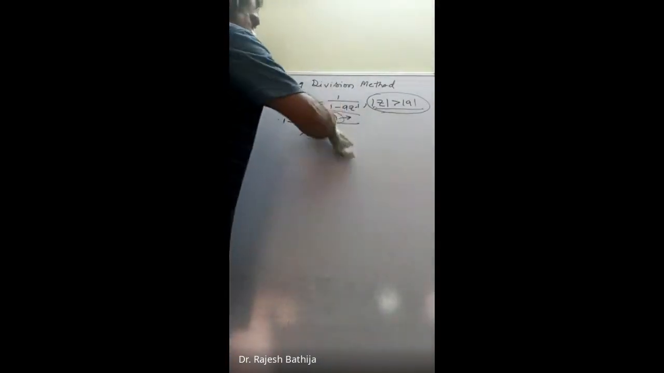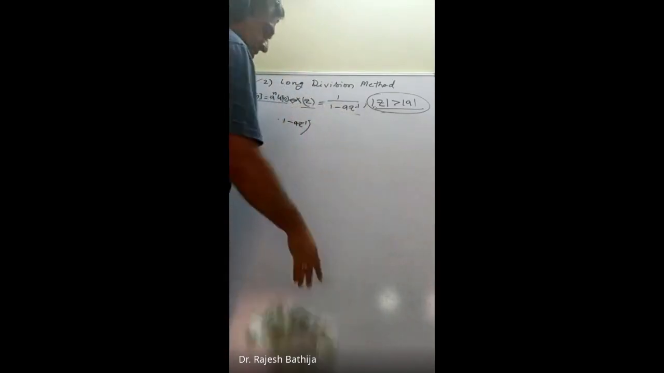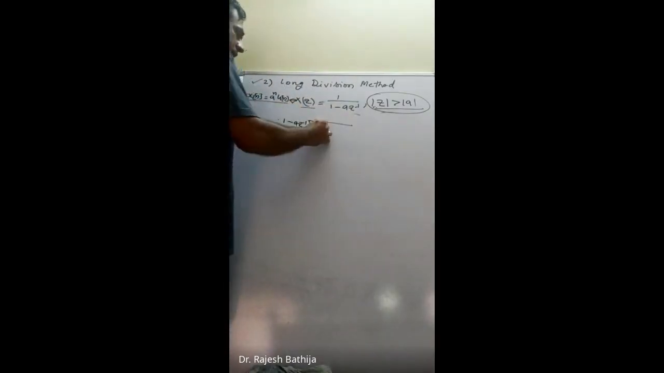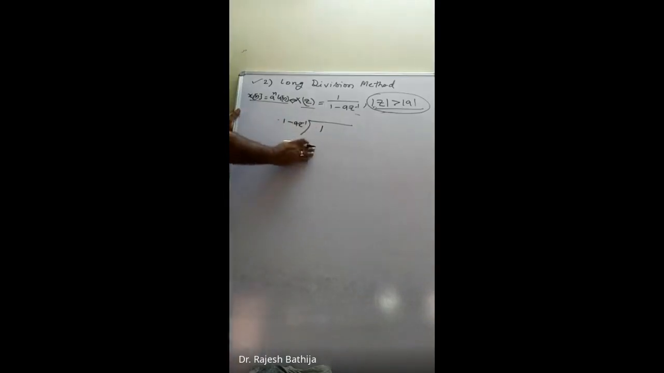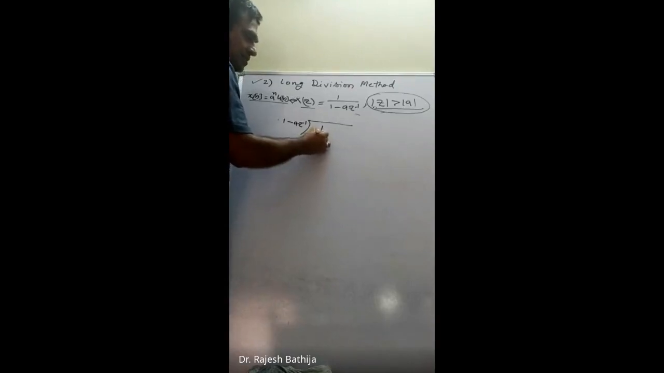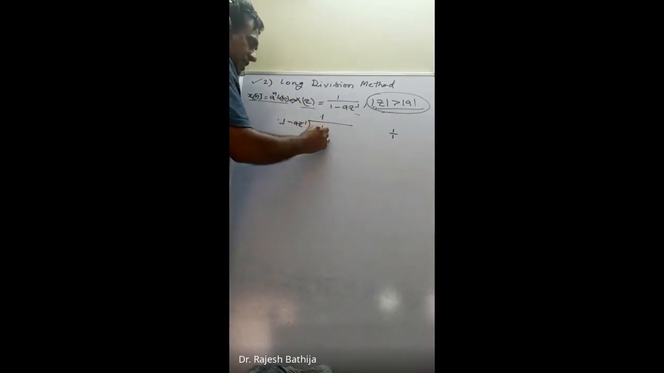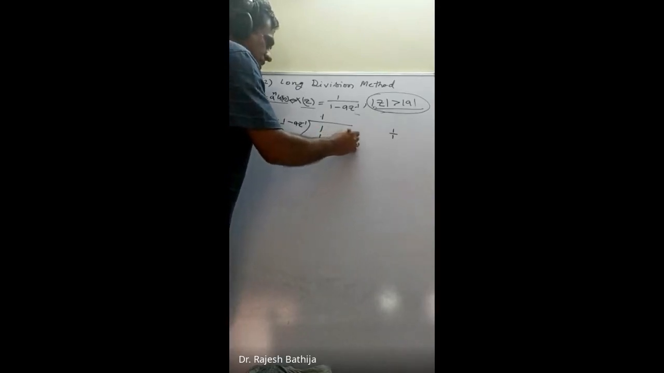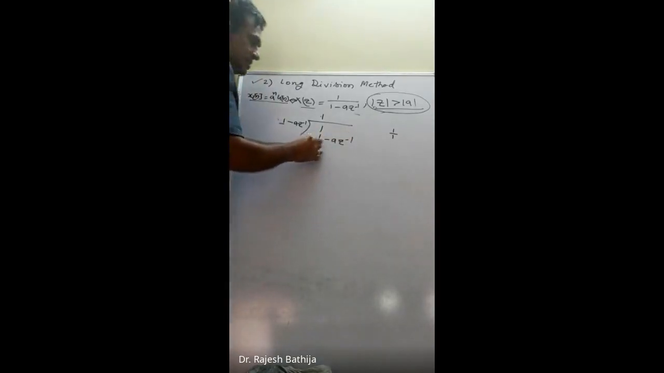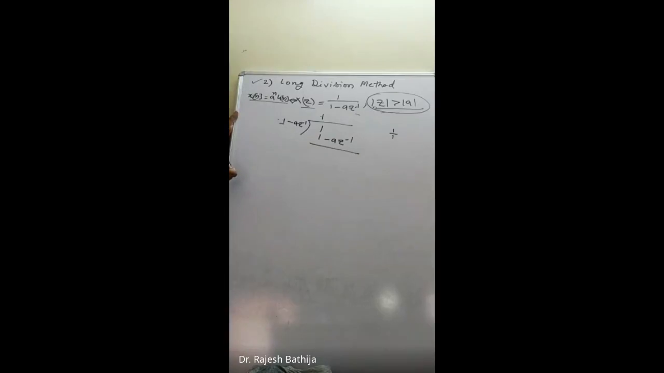Now see how we will do this. Here, if I divide with this, what is the process to divide? Always write the first term and divide by the first term. So it is 1 divided by 1, so the result is 1. So here we write 1. And then multiply this with the divisor. So we get 1 minus a z inverse.